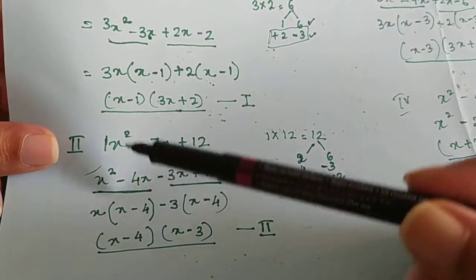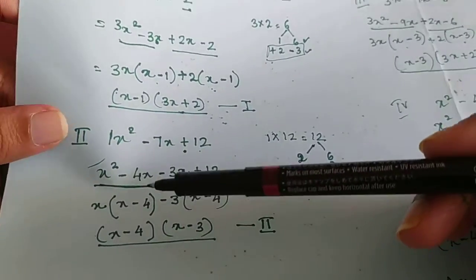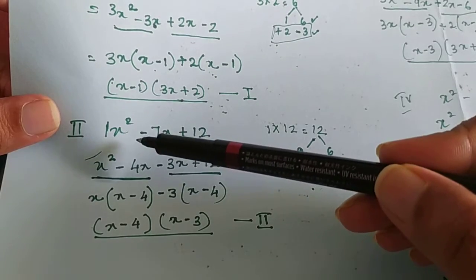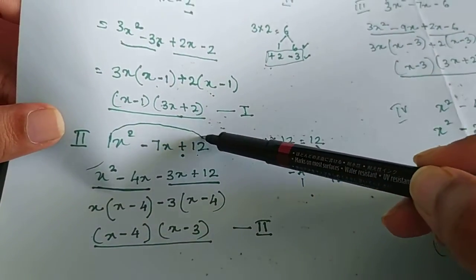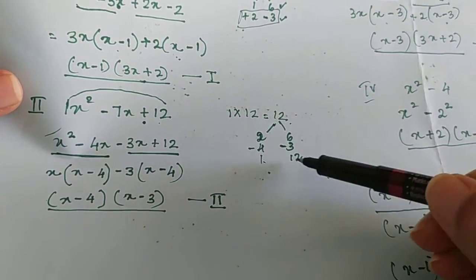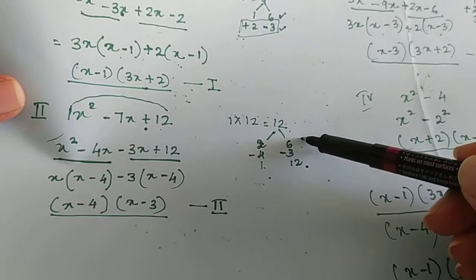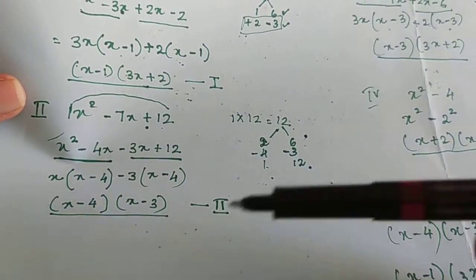Now part 2 is the denominator over here. This particular denominator I've written down: 1x square minus 7x plus 12. So 1 into 12 is 12. Now the factors of the number 12: 1 and 12, 2 and 6, 4 and 3 are my different factors.